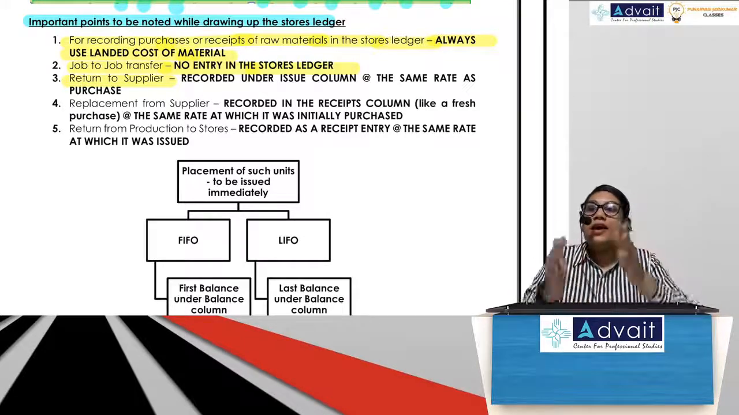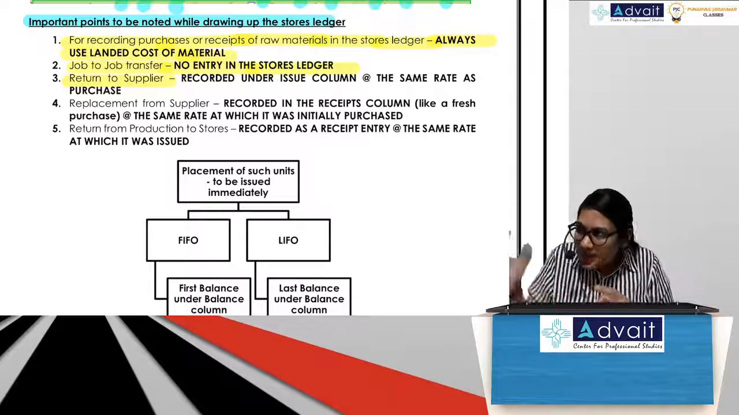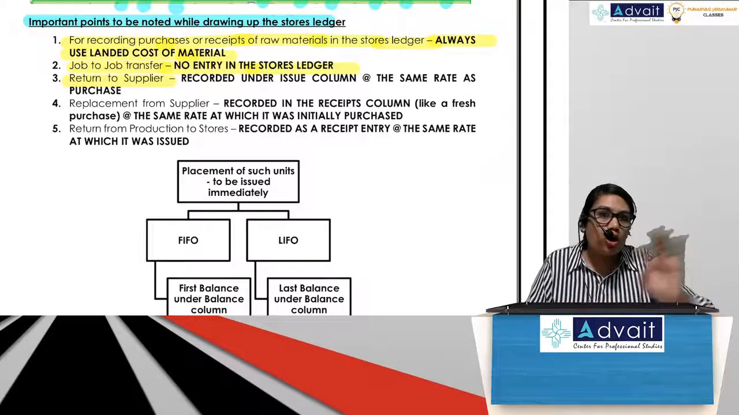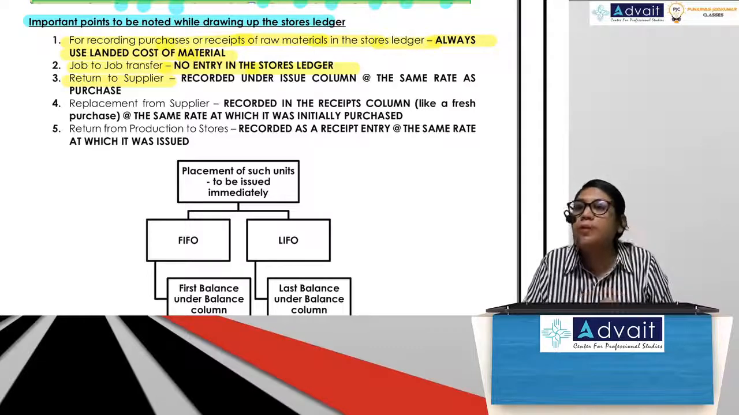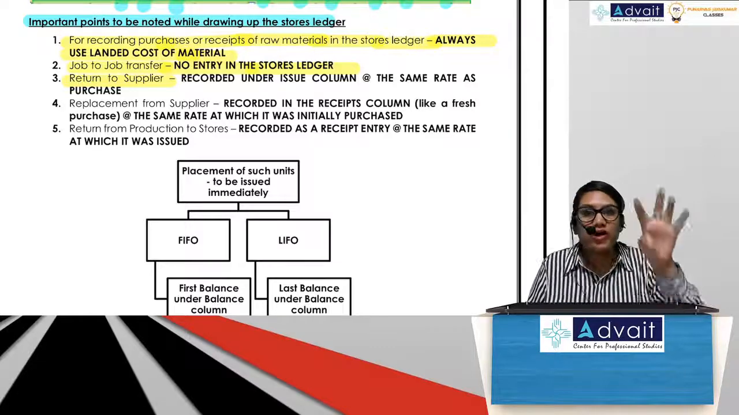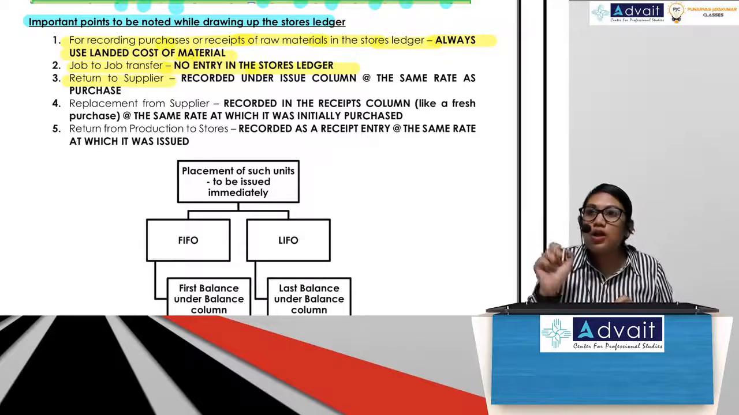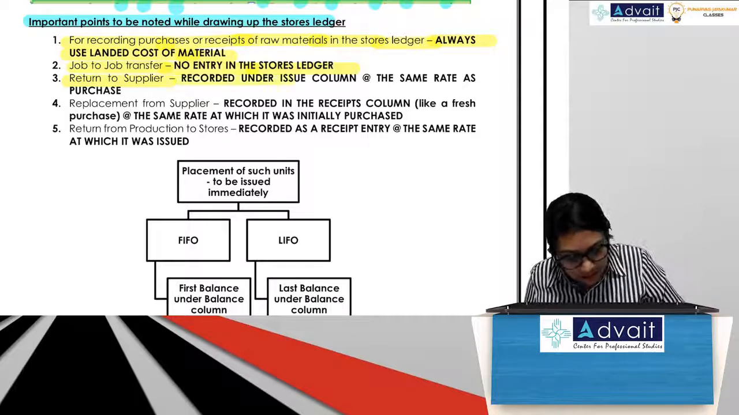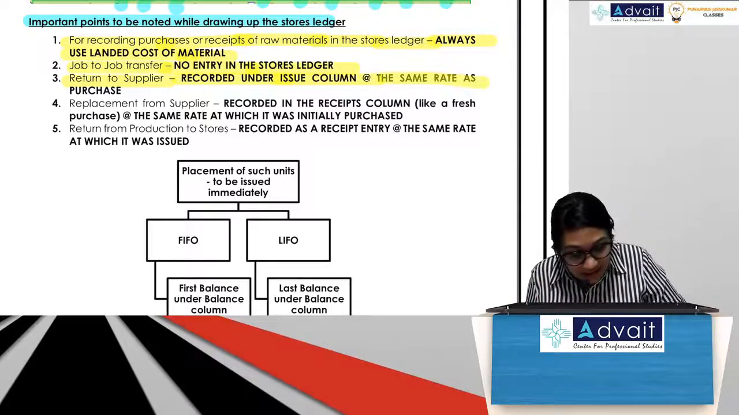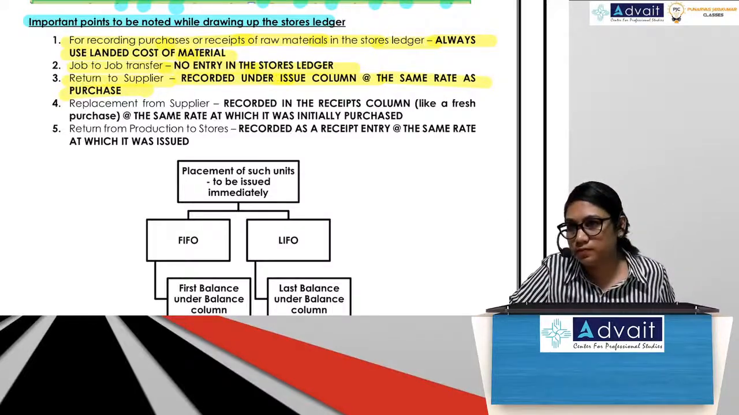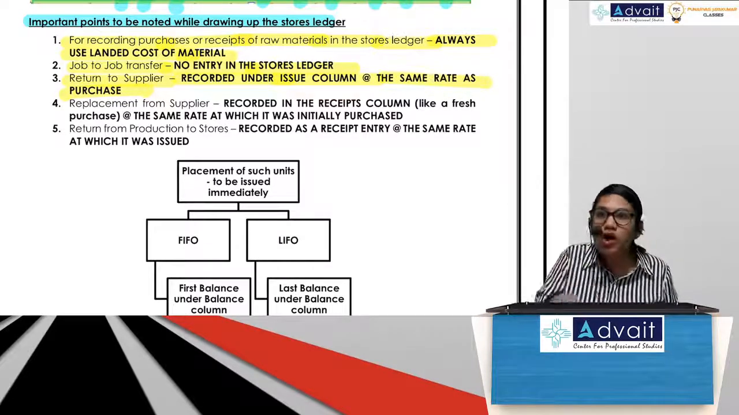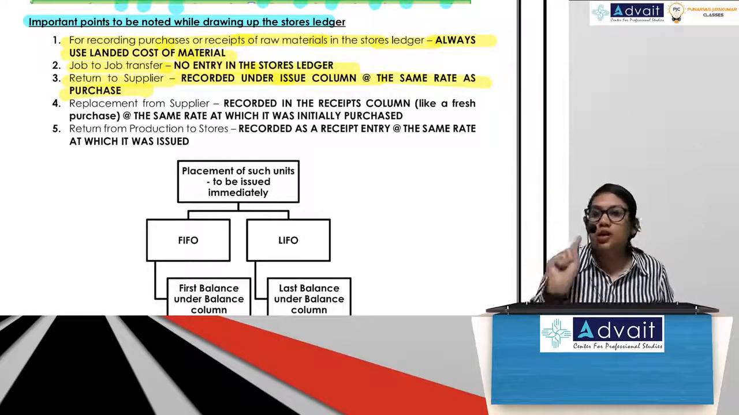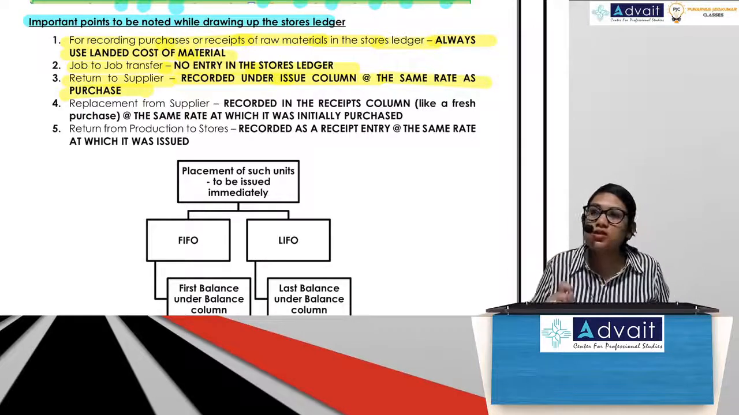But we have to show these entries also. So anything that comes will be recorded under receipts. Anything that goes, wherever it goes, will be recorded under issues. So now that I'm returning my material to the supplier, it will be recorded under issues. So quantity will come there. Now the question is, at what rate will you record it? It will be recorded under the issue column at the same rate at which it was purchased. So from whichever lot you are returning the material back to the supplier, you will record it under the issue column at the same rate at which it was purchased.